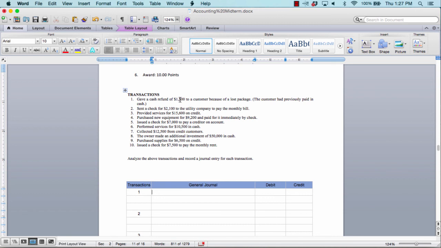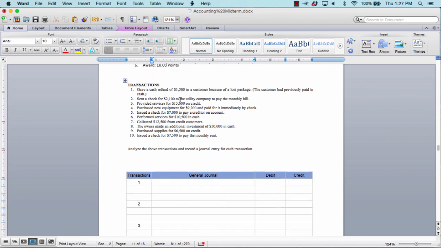Gave cash refund of $1,500 to a customer because of a lost package. The customer had previously paid in cash. So we're going to have to decrease our income and decrease our cash account because we are losing revenue, because we're no longer going to be selling that item. We're actually giving them a refund because they lost a package. So our first transaction is going to be a debit for fees income. And in order to reduce our revenue, you need to debit the account by $1,500.